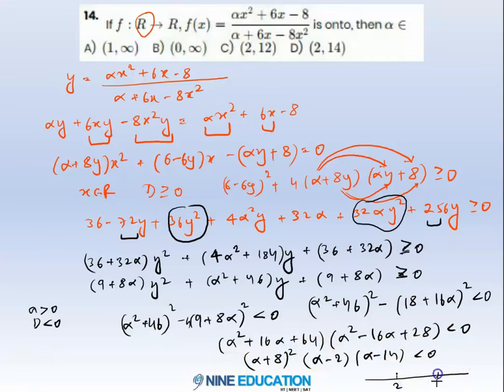So on the number line we are having 2 and 14. So this is plus, this is minus, this is plus. So for negative values, you can take from 2 to 14. So there is no equal to 0 here. D has to be less than 0. So it should be open from 2 to 14. So the correct answer is option D.